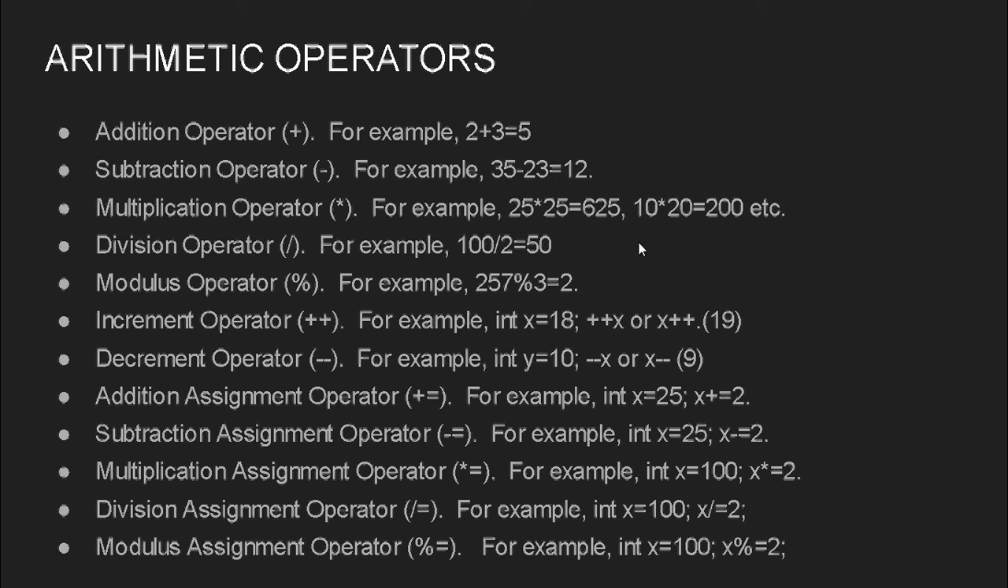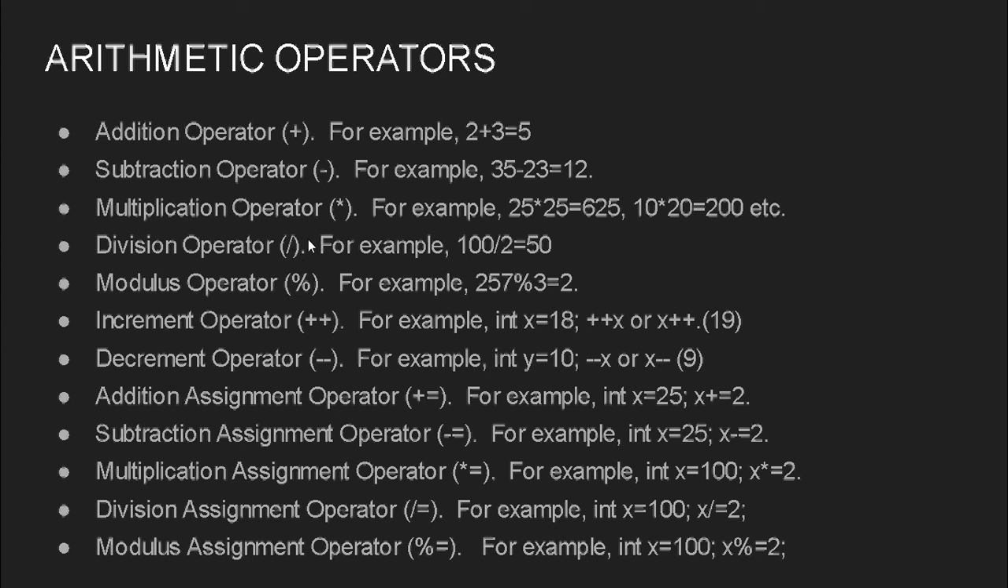Okay, and if I multiply 20 with 10, the result is going to be 200. So this star operator is the multiplication operator. Then after that, I'm talking about the division operator. The division operator is this slash.